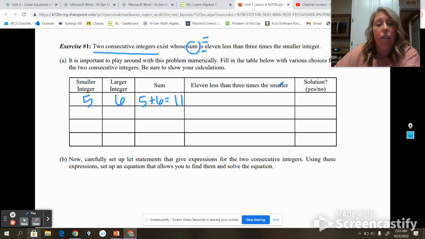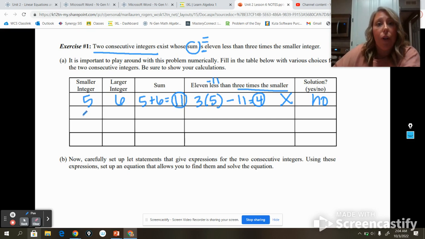So the smaller number in our choices here is 5. So 3 times the smaller number is going to be 3 times 5. And then this 11 less than means minus 11. So minus 11. 3 times 5 is 15. Minus 11 is 4. So we got a sum of 11 and a sum of 4. Those do not equal each other. So is this a solution? No. 5 and 6 are not the solution we're looking for.